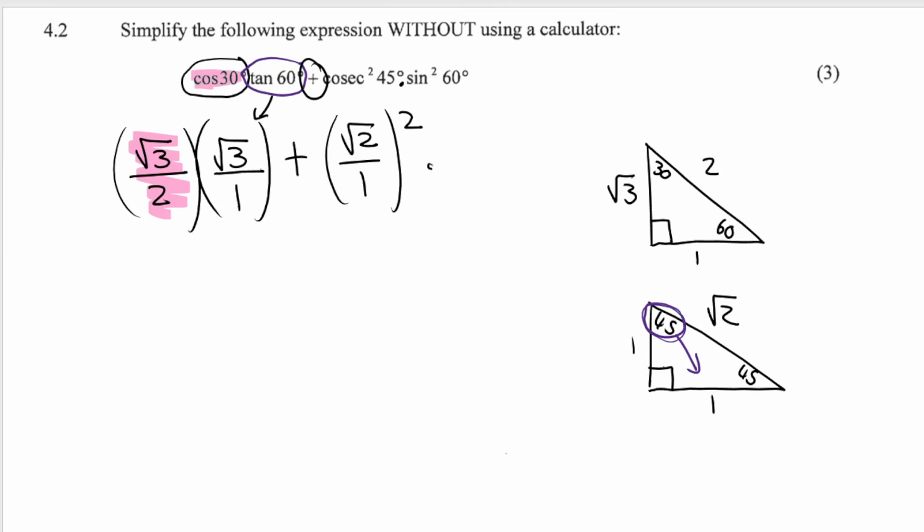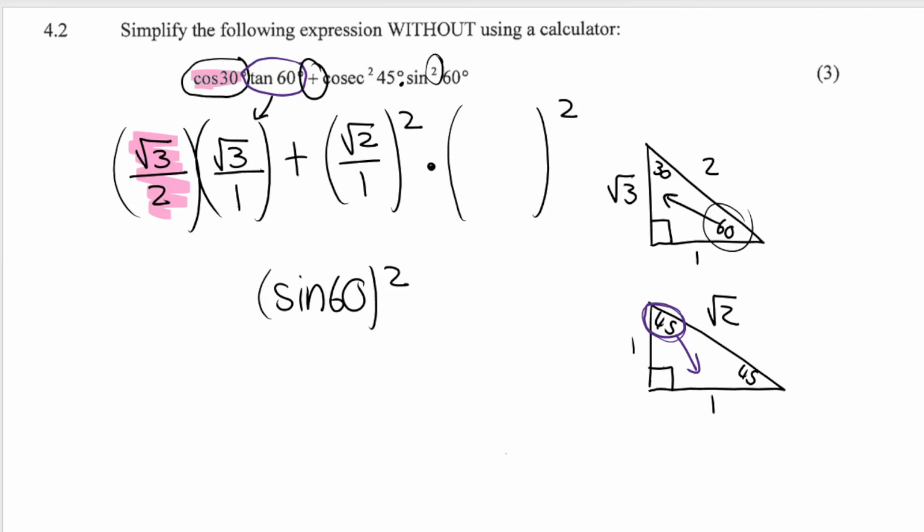Then this is multiplied by sin squared 60. So again, that is sin 60 squared. So again, we're going to have something in here and we're going to square it because of that squared over there. So 60, sin is opposite, so square root 3 over hypotenuse 2.